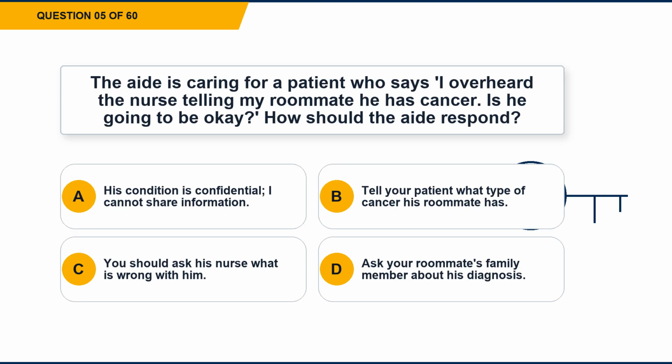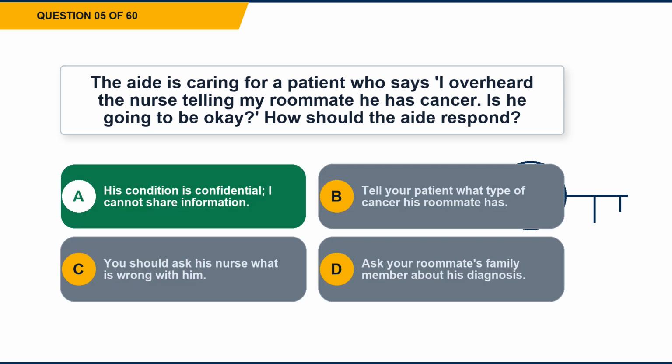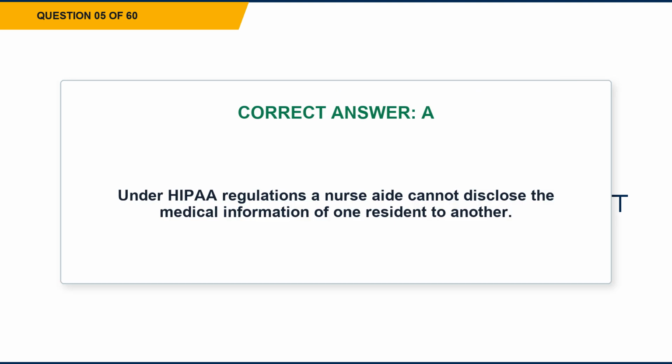Question 5. The aide is caring for a patient who says, "I overheard the nurse telling my roommate he has cancer. Is he going to be okay?" How should the aide respond? Option A. His condition is confidential. I cannot share information. Option B. Tell your patient what type of cancer his roommate has. Option C. You should ask his nurse what is wrong with him. Option D. Ask your roommate's family member about his diagnosis. The correct answer is option A. His condition is confidential. I cannot share information. Explanation. Under HIPAA regulations, a nurse aide cannot disclose the medical information of one resident to another.